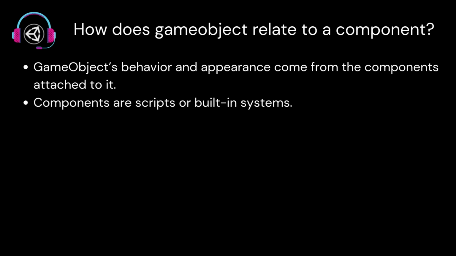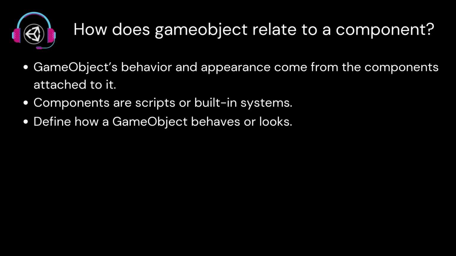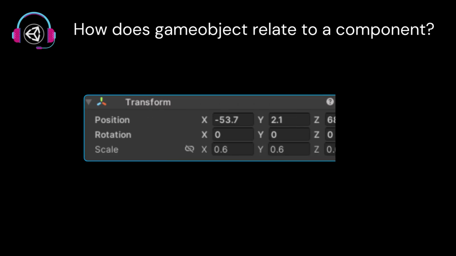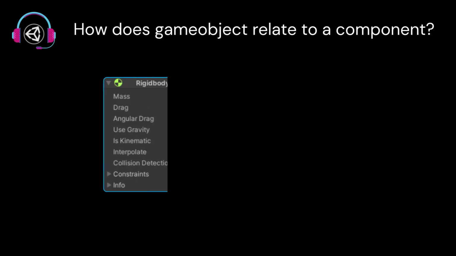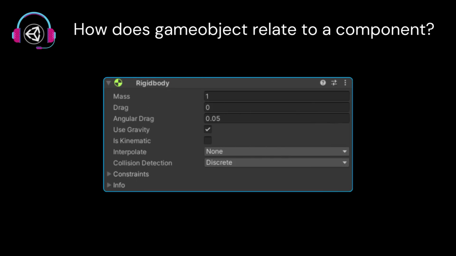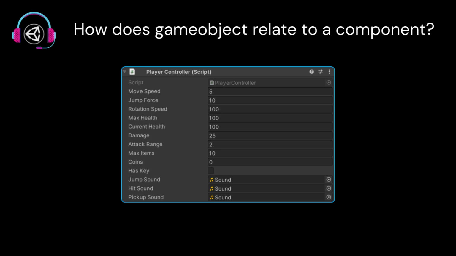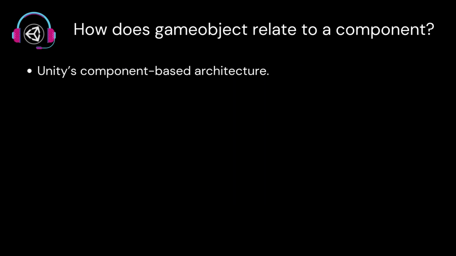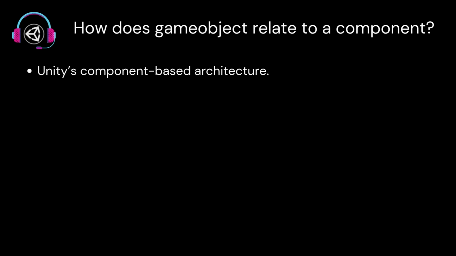Components are scripts or built-in systems that define how a GameObject behaves or looks. For example, the Transform component in the GameObject defines position, rotation, and scale, and every GameObject has this. A Rigidbody component adds physics behavior to the GameObject. A script component adds your custom logic to a GameObject. This is called Unity's component-based architecture, where you add functionality in a modular way by attaching components to a GameObject. Let's go to the next question.